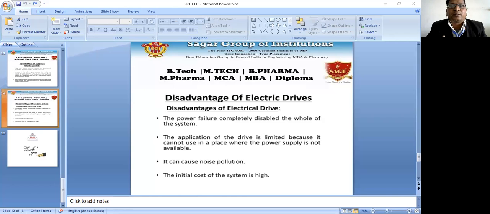Today we are discussing the subject Electrical Drives and the topic of basic concepts of electric drives. That subject is for the 8th semester, electrical and electronics branch. So we continue.